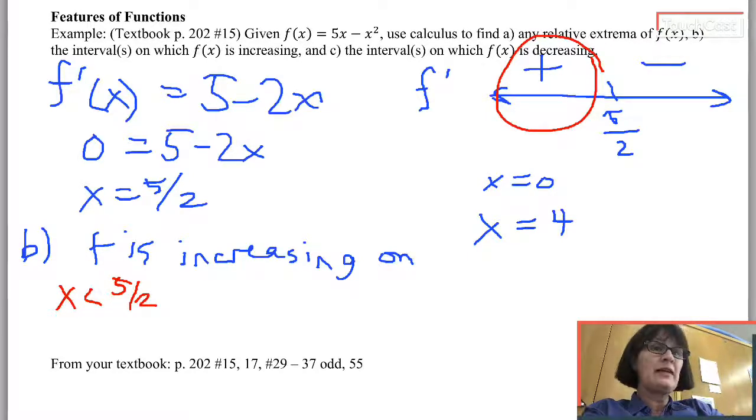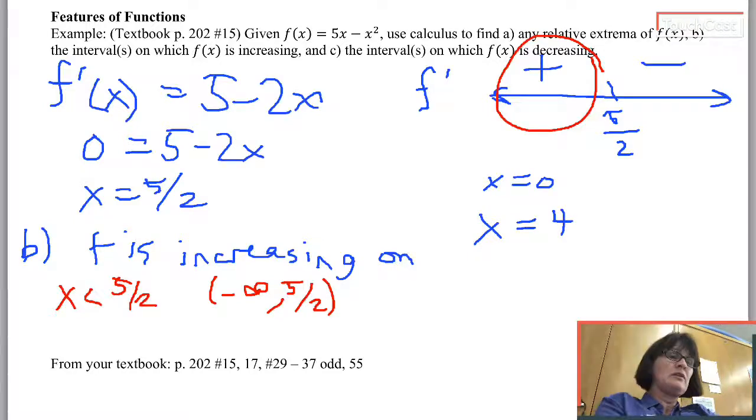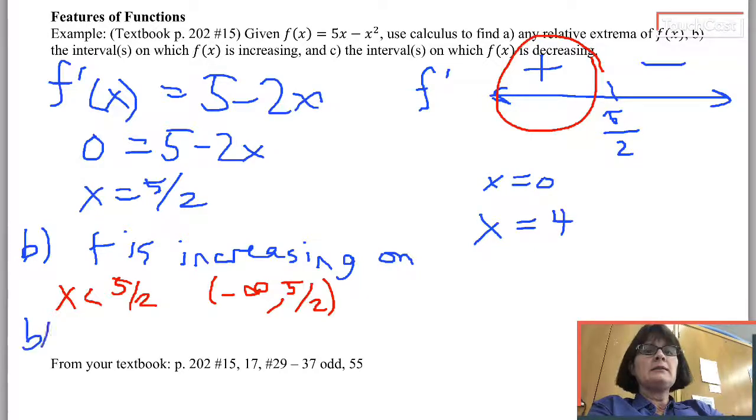Or I could have said negative infinity to 5 halves. Don't have to give both. I'm giving both. You would be expected to recognize both on the AP test. Because f prime of x is positive on that interval.